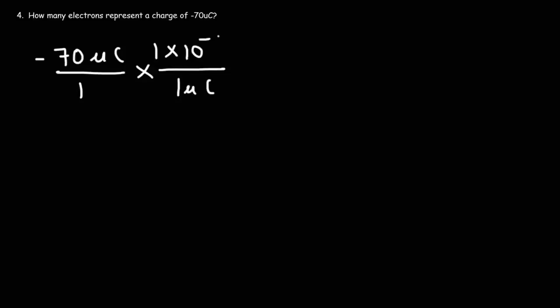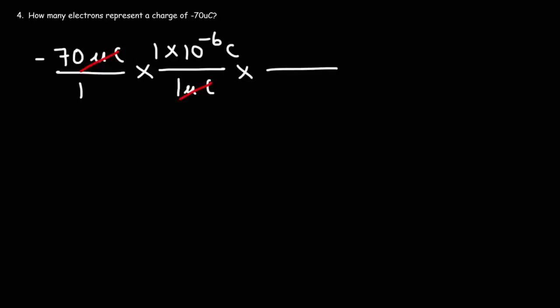Now let's move on to number 4. How many electrons represent a charge of negative 70 microcoulombs? What we can do is we can convert this to the number of electrons. First, let's convert it to coulombs. We know 1 microcoulomb is 1 times 10 to the negative 6 coulombs. So we can cancel the unit microcoulombs.